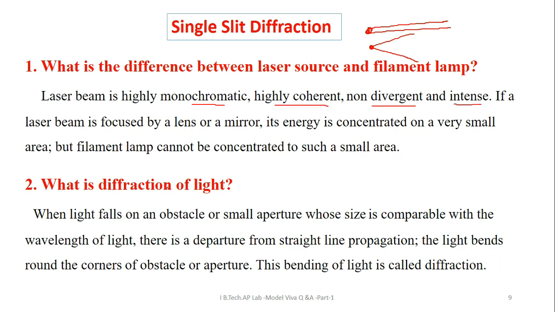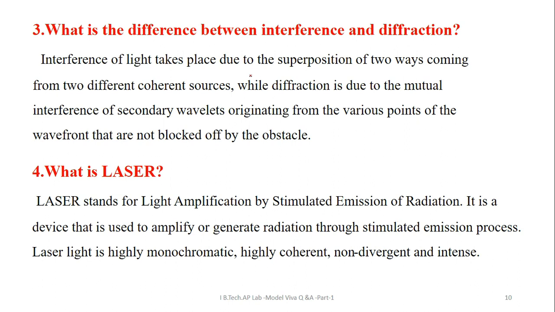What is the diffraction of light? Simply, the bending of light rays at sharp edges or corners is known as diffraction. Then, what is the difference between interference and diffraction? Interference of light takes place due to the superposition of two waves coming from two different coherent sources, while diffraction is due to the mutual interference of secondary wavelets originating from various points of the wavefront that are not blocked off.